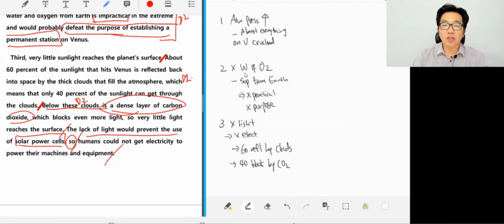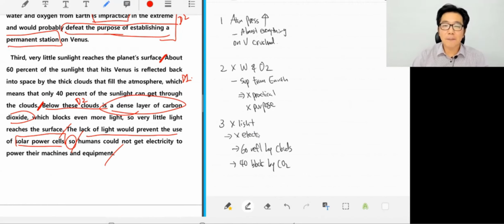Second, not much water and oxygen. So it needs to be supplied from Earth, and it's impractical and defeats the purpose. Third reason, not much light. For humans to get enough electricity to power the machines to live, we need our mobile phones. We need our phones, right? Or computers or whatever, or heater or air conditioner, whatever that might be. So not enough light for humans to generate enough electricity to live.